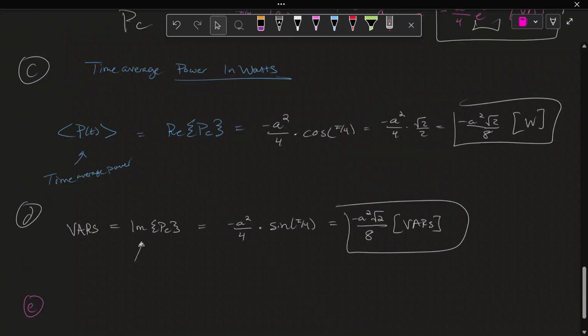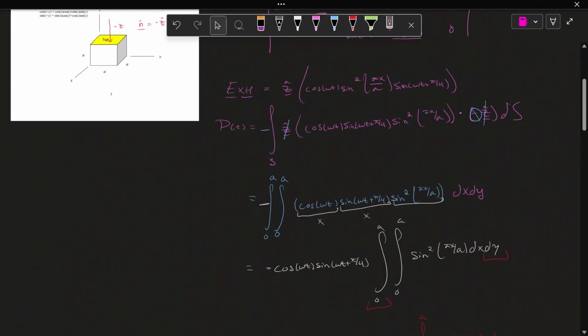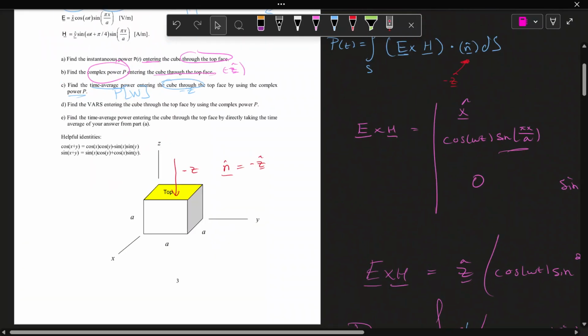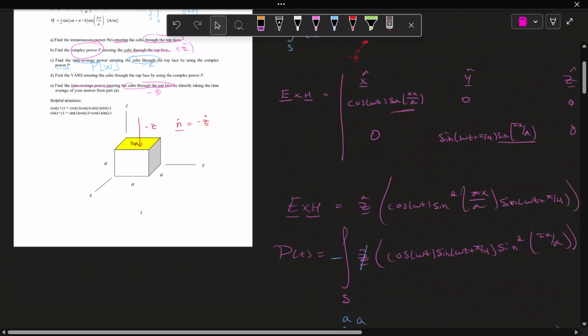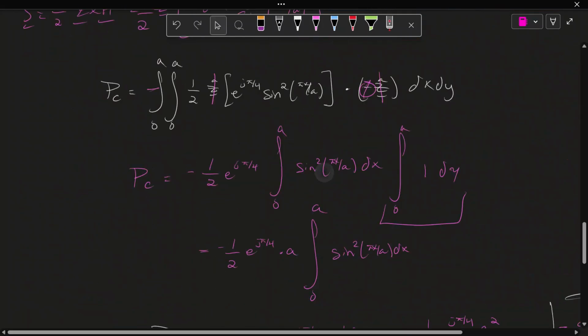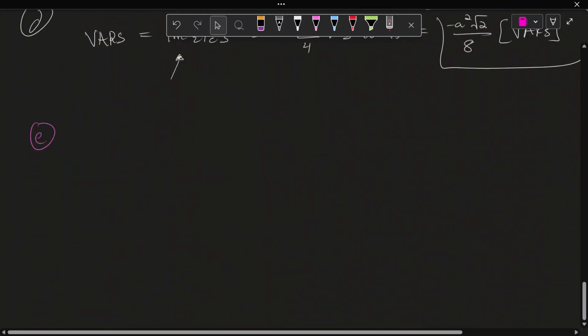Now we have part E. Part E here says find the time average power. Again, remember, you see this, time average power in watts, entering the cube through the top face, so we're still negative z hat, by directly taking the time average of your answer from part A. Okay, so taking the time average. Shoot, what does that mean? Well, to take the time average, and remember, part A was asking for the instantaneous power.